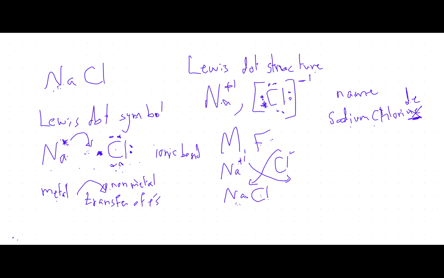Why is it an ionic compound? Because sodium tends to lose electrons, while chlorine tends to gain electrons. So they will form an ionic compound. Any question regarding this? And look here. We have Lewis dot symbol, we have the ionic bond, we have the Lewis dot structure, we have the molecular formula, we have the name.